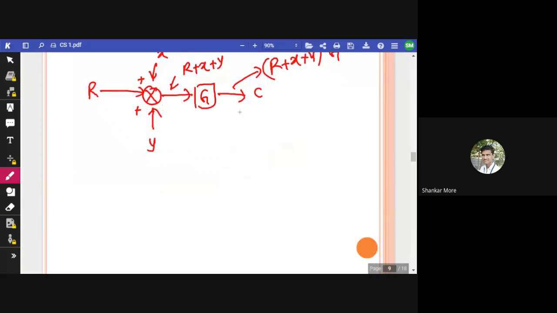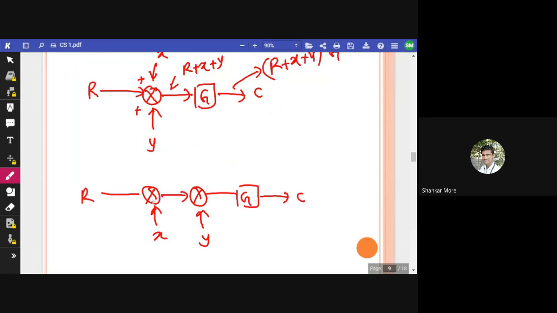So simply we can write it like this: this is one summing point, that is X, this is the other summing point, that is Y, and we have this block G and C, this is R. यहाँ पे सिग्नल क्या रहेगा? R plus X, here it will be R plus X plus Y, and at the output we have R plus X plus Y into G. राइट. सो मीनिंग यहाँ पे भी चेंज नहीं हो रहा है. We just separated the summing points.